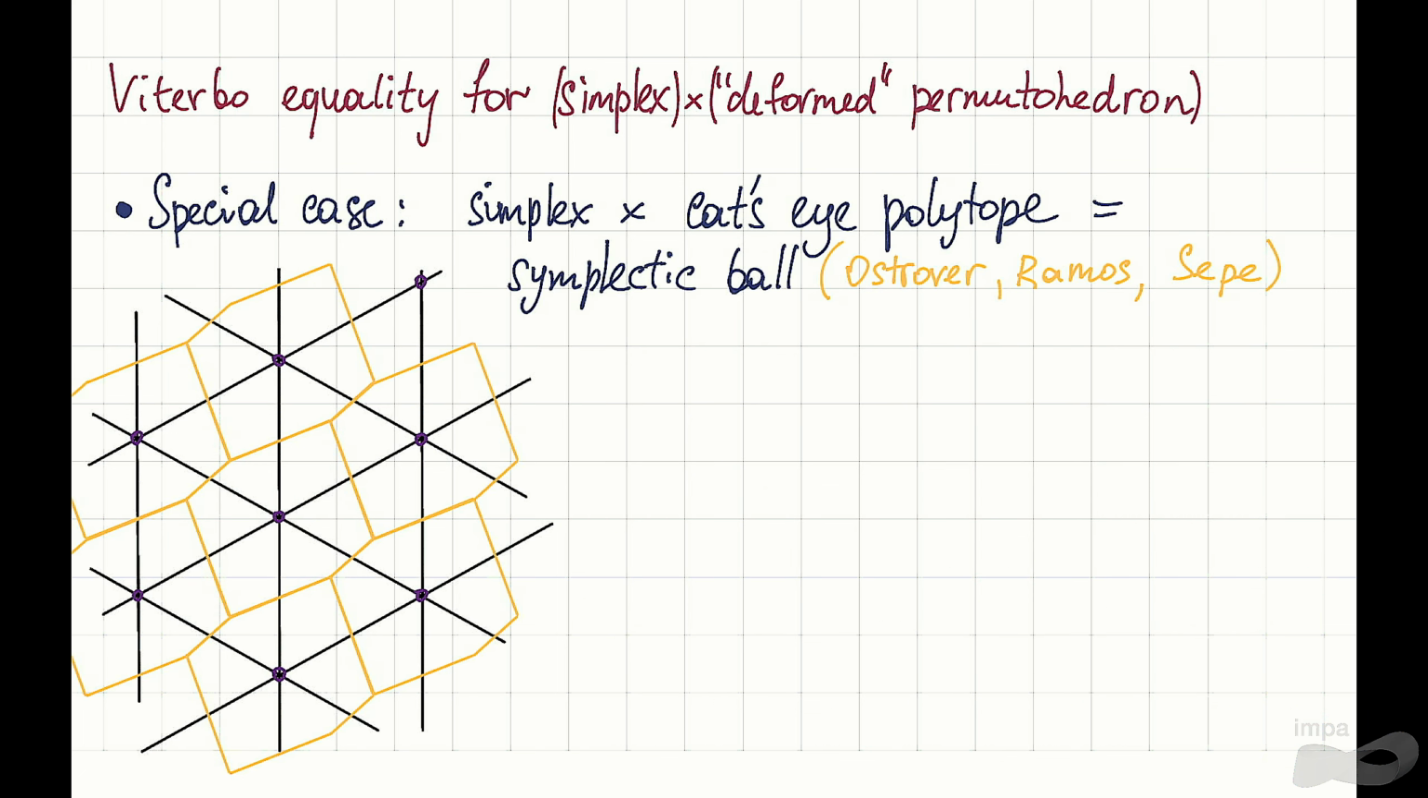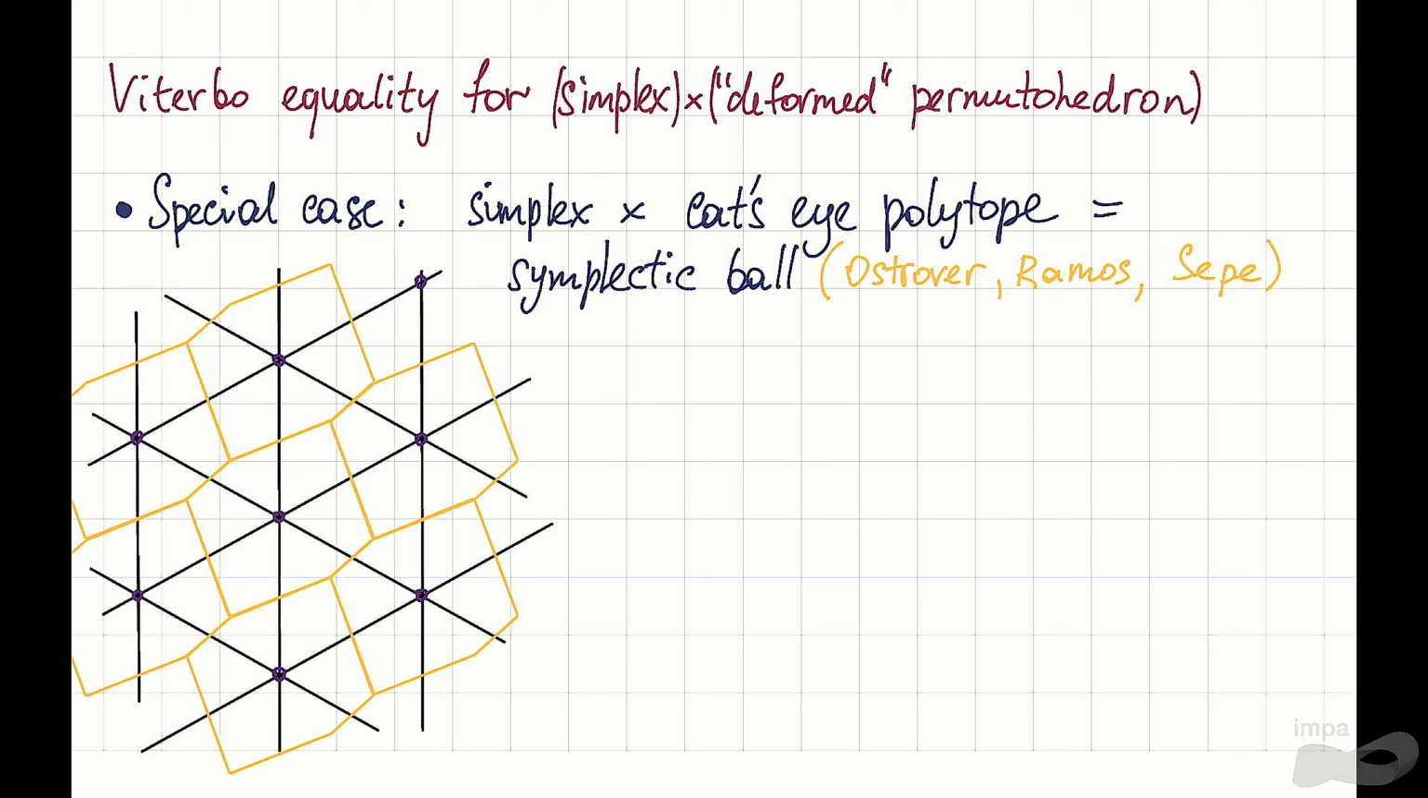And just during my last 2 minutes, I'm going to add a little bit of discussion of this. Okay, so we have this equality for simplex times deformed permutohedron. One special case of this we saw in the talk of Jeroen, and it's specifically simplex times something which I prefer calling the cat's eye polytope. Sorry, it was not in dimension 3, it was in any dimension.